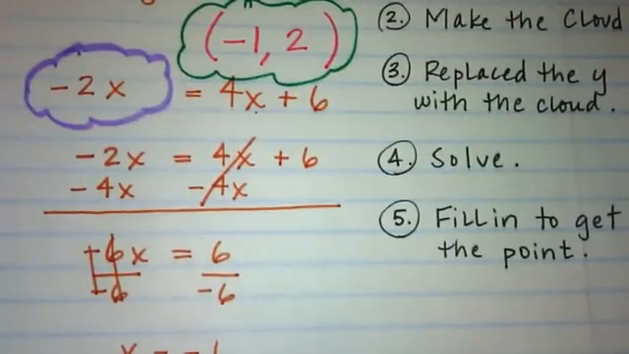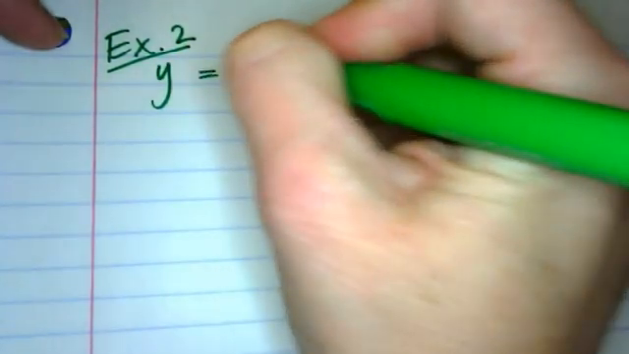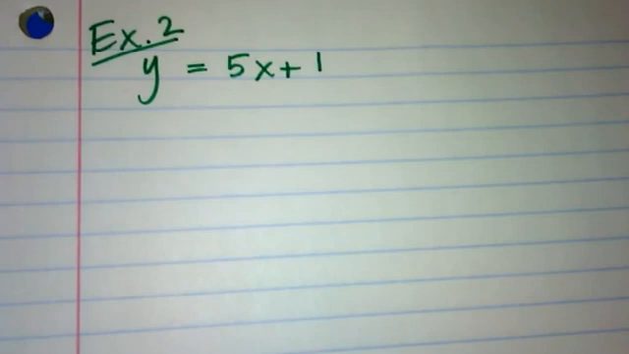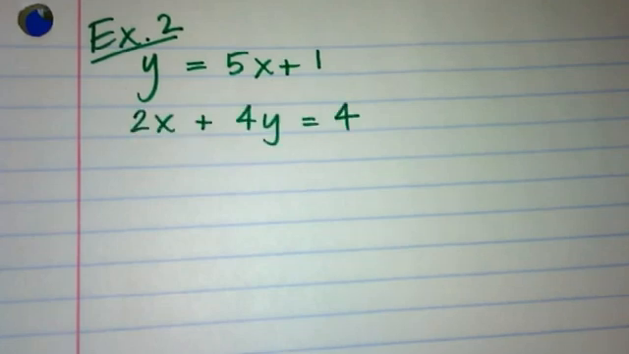All right, let's try another one. So moving on to example 2. I'm going to move all my markers here. All right, let's do, how about y, whoops, sorry, forgot example 2. y equals 5x plus 1 and 2x plus 4y equals 4.